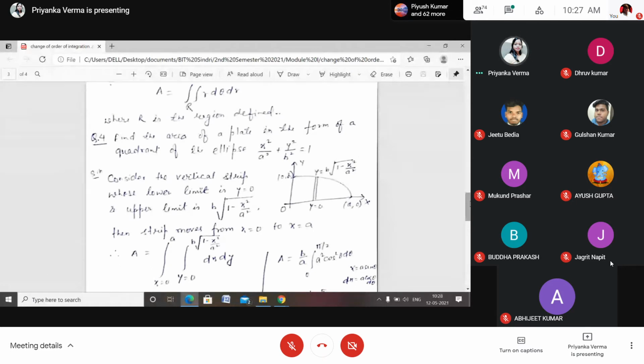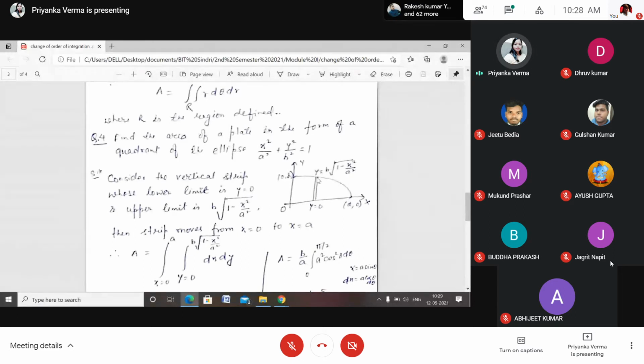This is the question. See, the question is: find the area of a plate in the form of a quadrant of the ellipse. The equation of the ellipse is given here. We have to find the area in one quadrant, so I'm just showing one quadrant only, and this ellipse will cut the x-axis at (a,0) and the y-axis at (0,b). So from this equation we can find y equal to b square root of 1 minus x squared by a squared, right? You can take either a vertical strip or a horizontal strip, no problem.